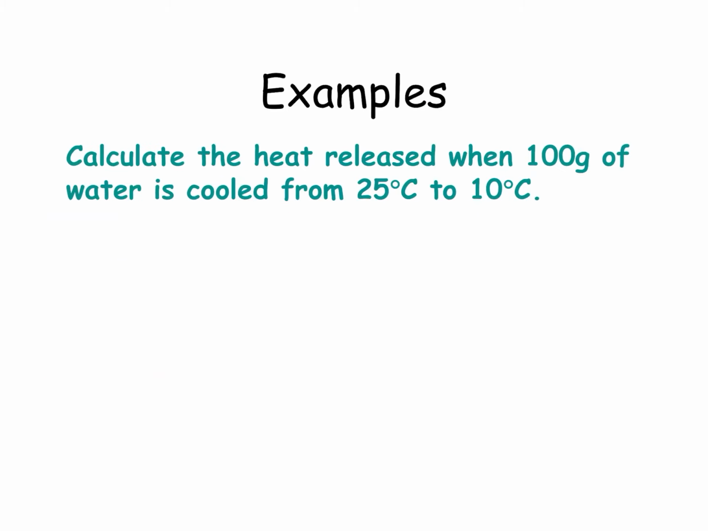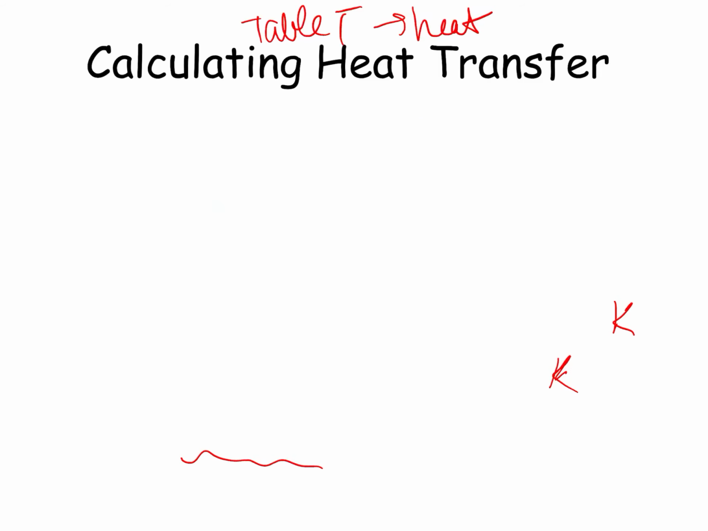Okay, let's do a couple calculations. We're going to be using the formula Q equals MC delta T. Let's go back for a second. Wish there was a faster way to do this.